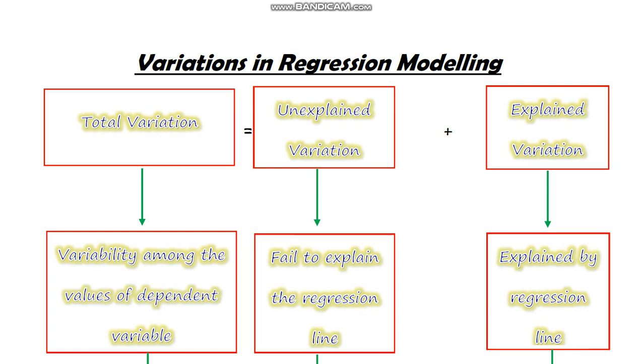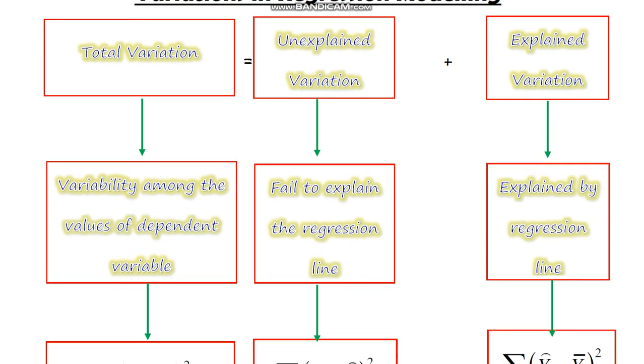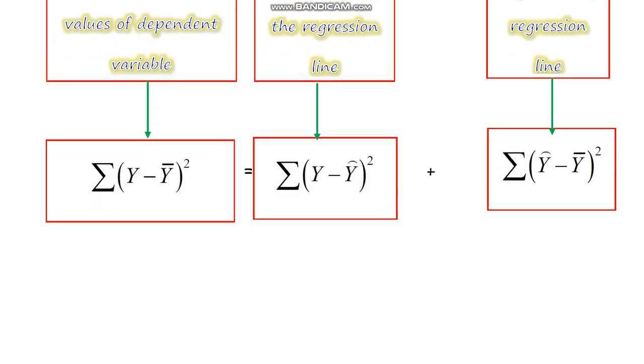What is unexplained variation? The variation which the regression line fails to explain. And what is explained variation? The variation which is explained by the regression line. Here is the mathematical form of these variations.